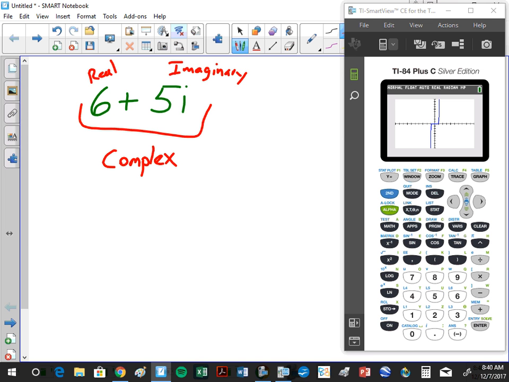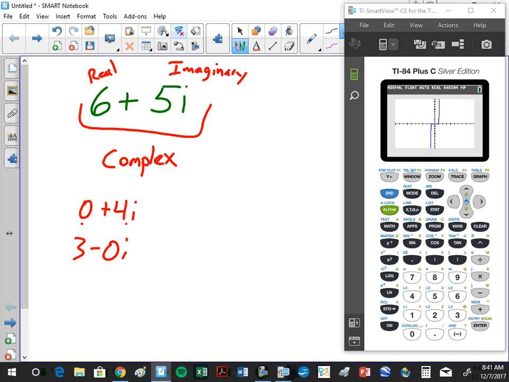Complex numbers always come in two parts, a real part and an imaginary part. Now, technically, all real numbers are actually complex numbers, and all imaginary numbers are complex numbers, because you could do this. You could say 0 plus 4i. The real part is 0, and the imaginary part is 4. And then you could also say 3 minus 0i. But we don't usually say that.